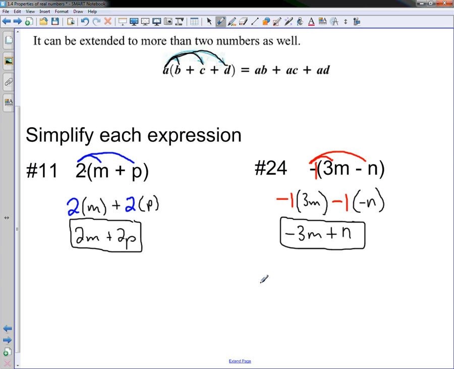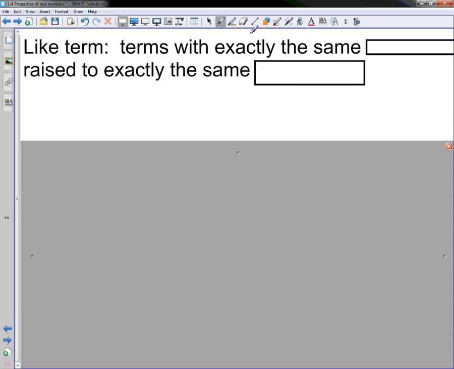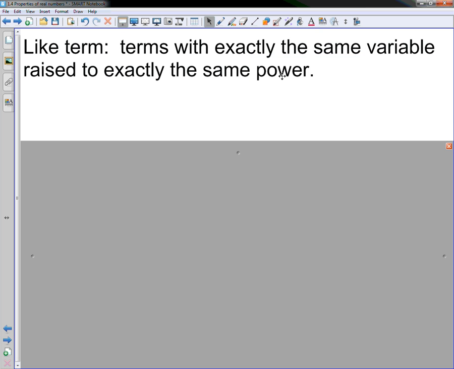Okay, so let's do a little refresher on like terms. Like terms are terms with exactly the same variables raised to exactly the same power. See if you remember. So our definition of like terms is terms with the same variable, same power.